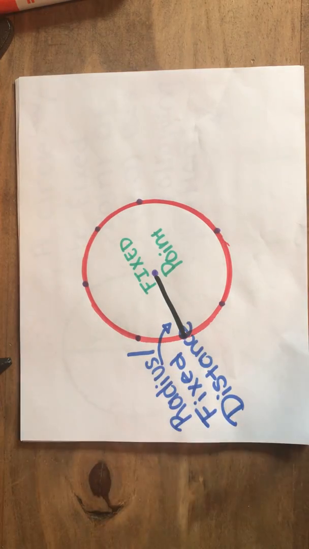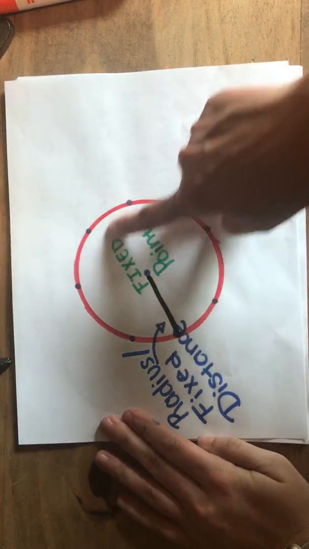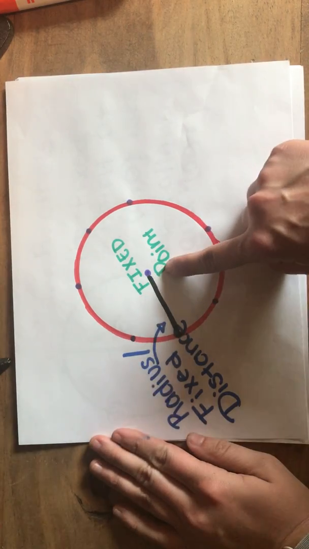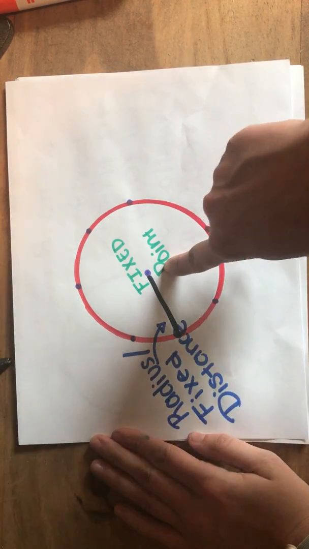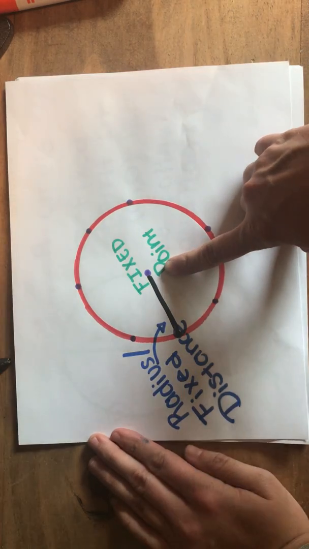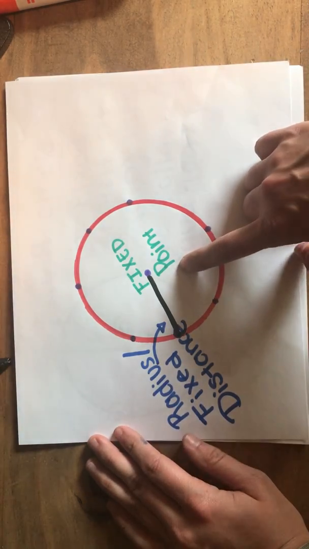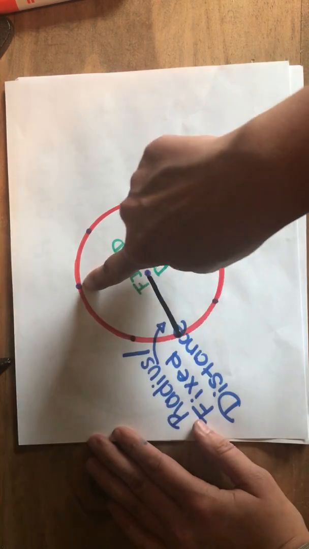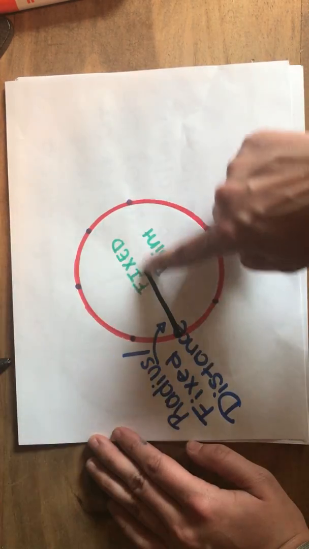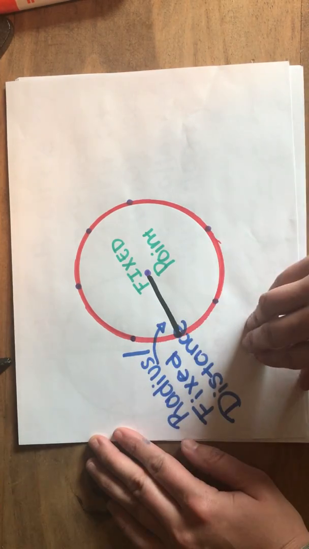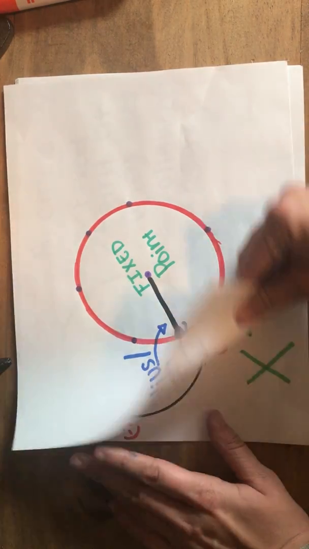As you can see in this drawing, I have a circle with a set of points that are all a fixed distance from a fixed point, and the fixed point happens to be the center of the circle and will always be the center of the circle. Therefore, from here to here, and here to here, and so forth, is going to be the same because it is all a fixed distance.